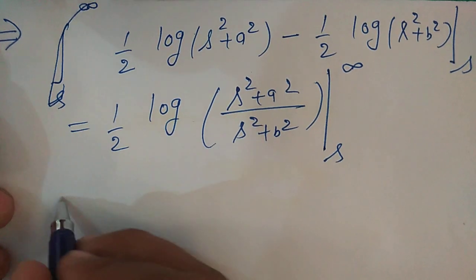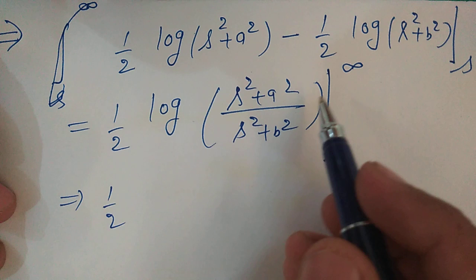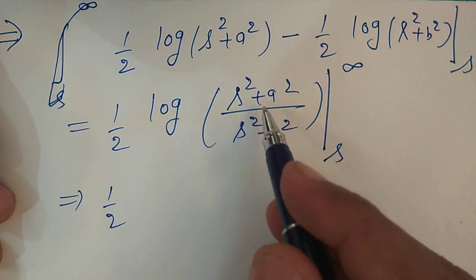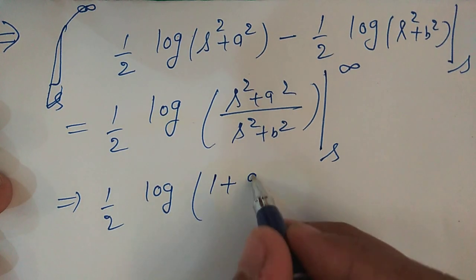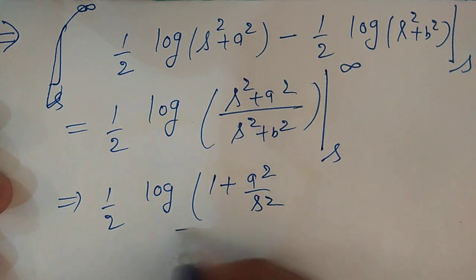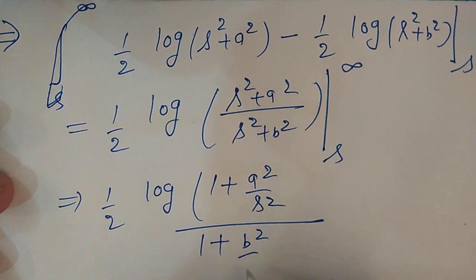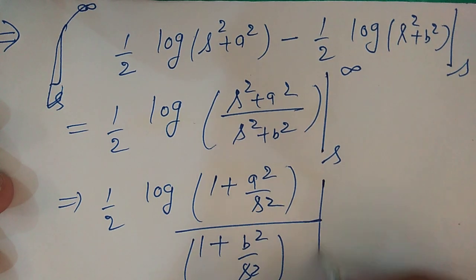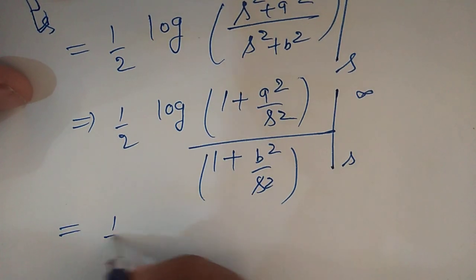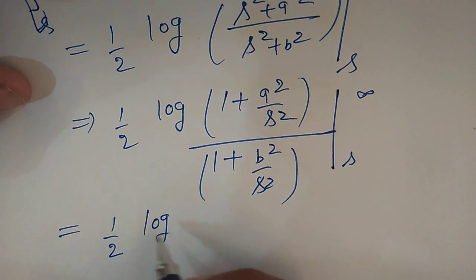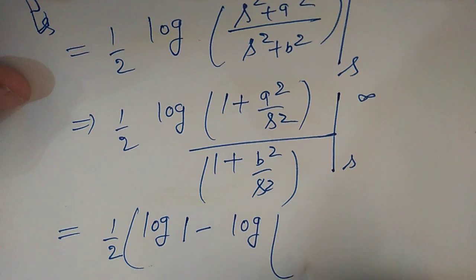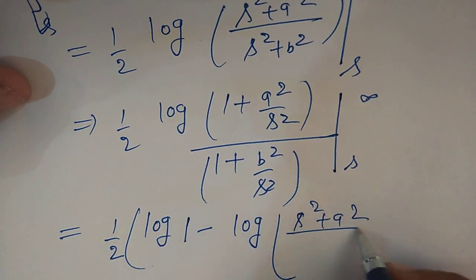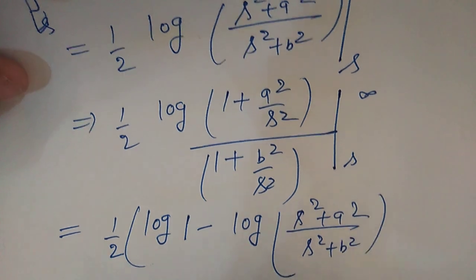Now if I put the limit infinity directly, it will come log infinity, undefined. So we will take the limiting case. We will take s square common, so we get log of 1 plus a square by s square by 1 plus b square by s square, s to infinity. So this will be 1 by 2 and log 1 minus log of s square plus a square by s square plus b square.